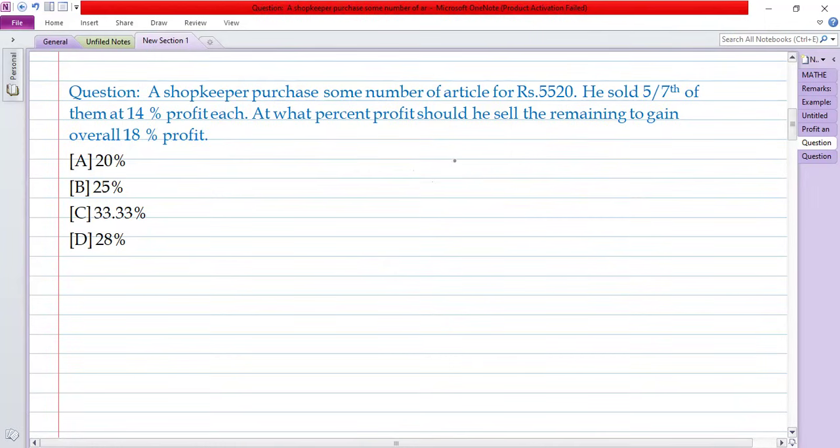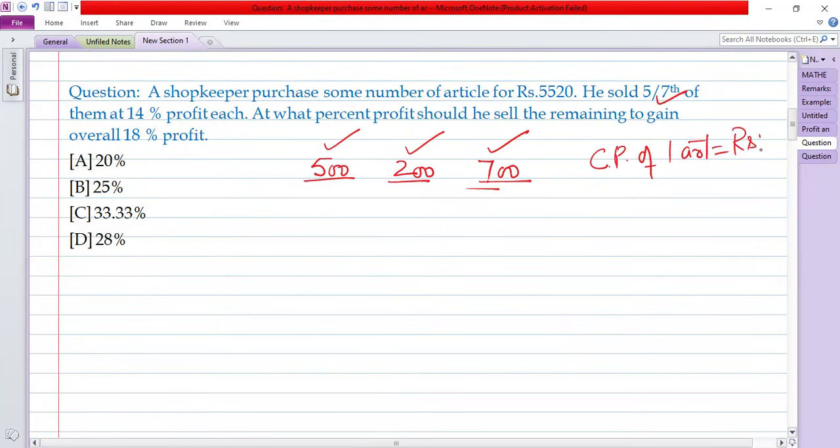So here once again, let the total number of articles be 7 and number of sold articles are 5. Number of articles which are to be sold. Okay. What is this 7? The total number of articles. What is this 5? The number of articles which have been sold. What is this 2? The number of articles which are to be sold. Okay. So now we will multiply each number by 100. Why will we multiply each number by 100? Because we are assuming that the cost price of each article is rupees 100.